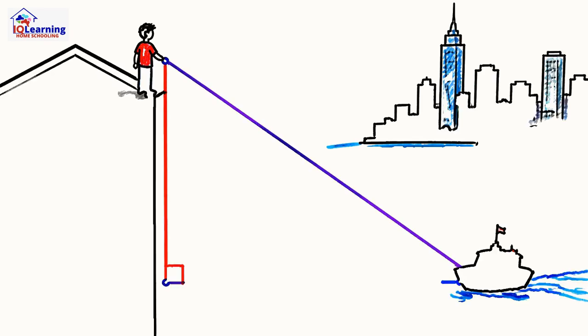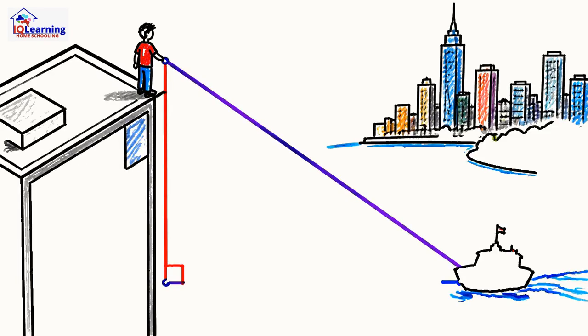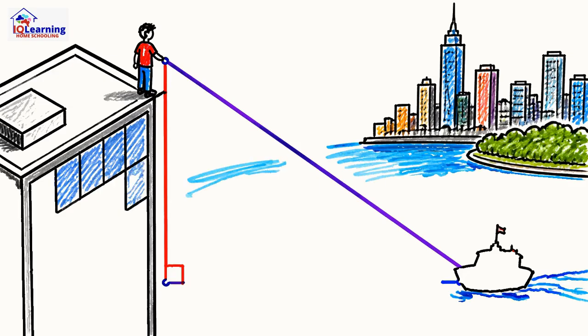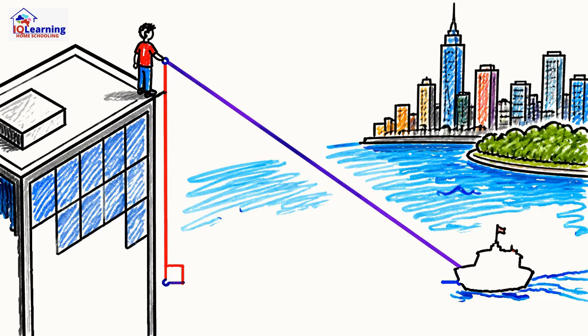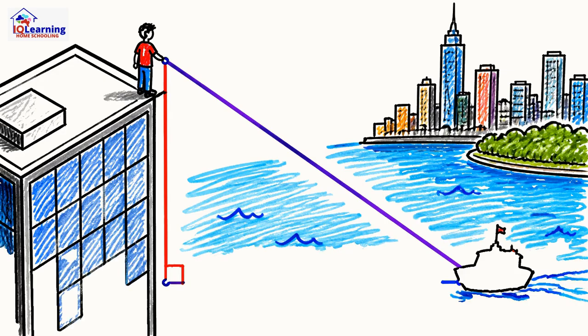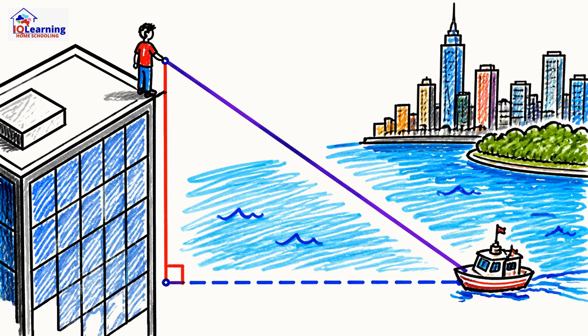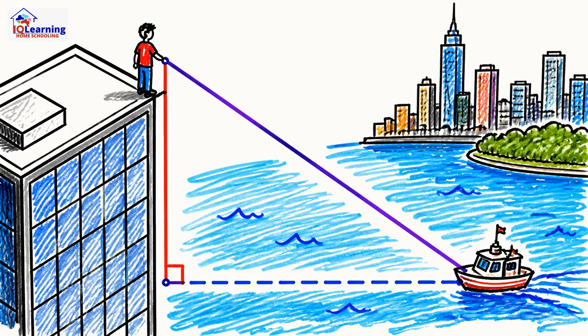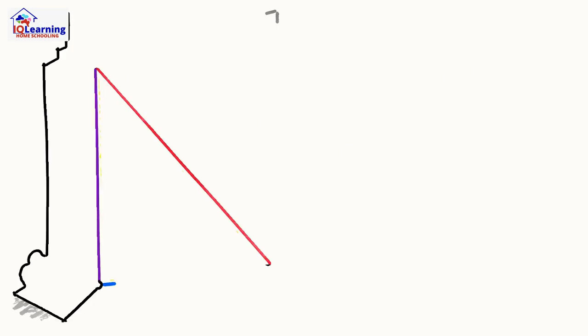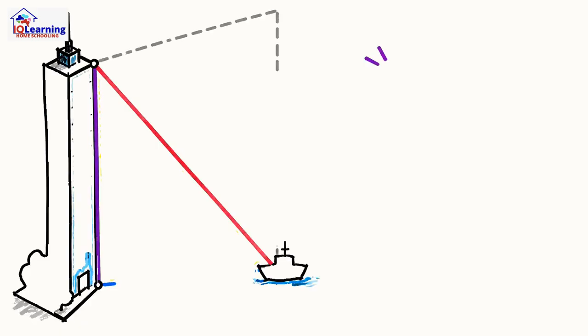You're standing at the top of a skyscraper, looking down at a boat in the harbor. Your line of sight, the building's height, and the horizontal distance to the boat form a massive triangle in space. How do you solve for angles and distances in a 3D world? It seems complicated, but the secret is surprisingly simple.